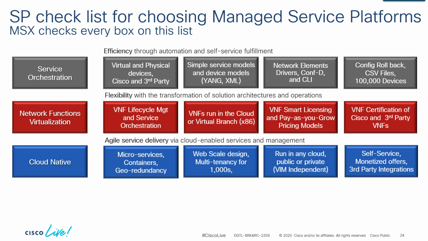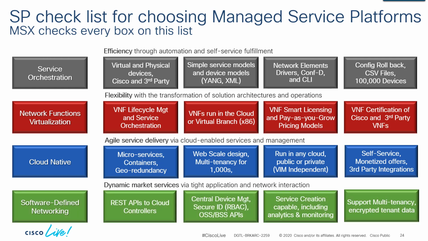We'll talk about microservices, containers, geo-redundancy, but what they're really allowing you to do is take advantage of cloud to deliver web scale and multi-tenancy for thousands of sites and hundreds of tenants all at the same time. You can run in any cloud, both public or private, and you need to have a self-service sort of nature. So you need to be able to offer service catalogs, monetize those, and integrate with third-party tooling.